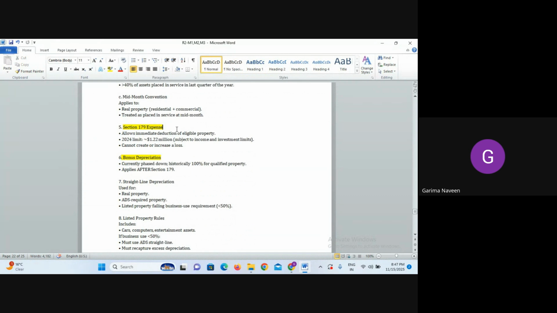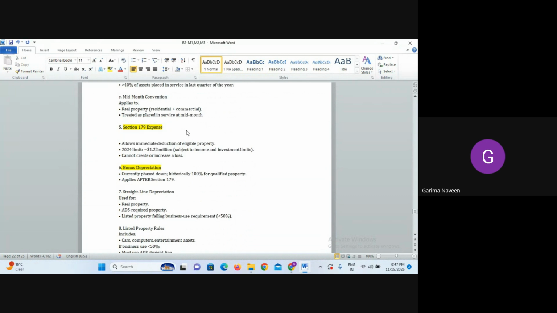Please remember, Section 179 is applicable for your tangible personal property, or off-the-shelf computer software also. But it will not be applicable for your real property or any property which you are acquiring from a related party.